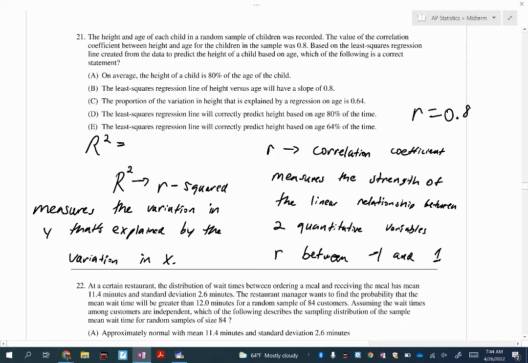What's 0.8 squared? 1.6? No. 0.64. Okay, good. Wait, did I just multiply times 2? Yes. Yeah. Pretty much, yeah. Yeah, pretty much. All right.